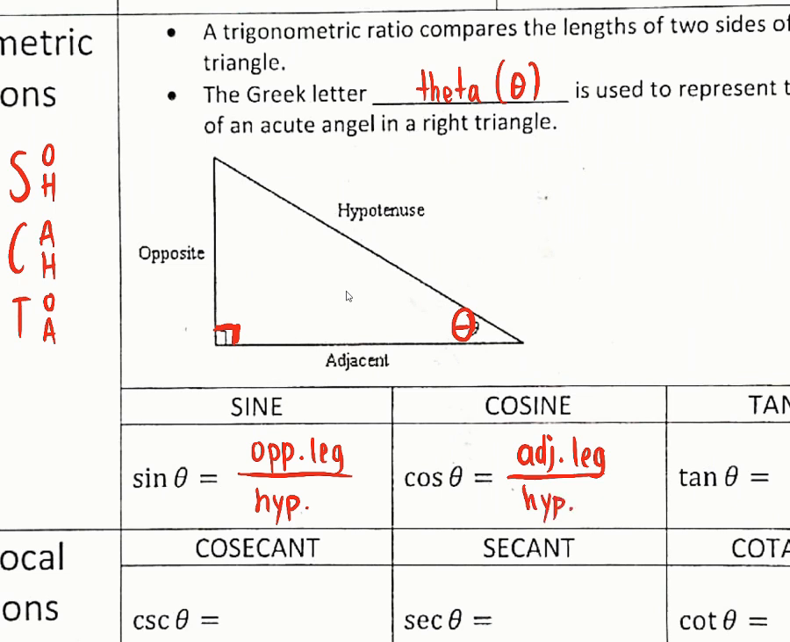And then finally you have tangent. That's TOA. So tangent is opposite leg over adjacent leg. So is that the same thing as the first? Nuh-uh. Remember, the first one was opposite over hypotenuse. But tangent is opposite over adjacent. Okay? So it's just your legs.